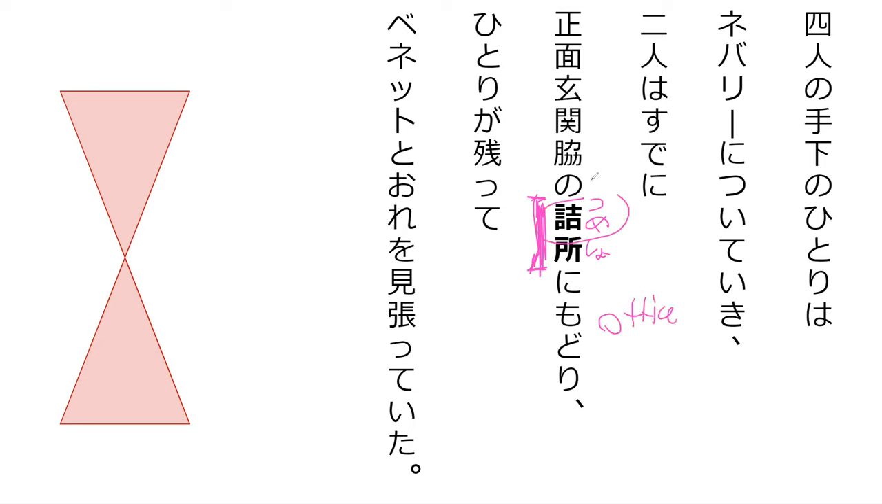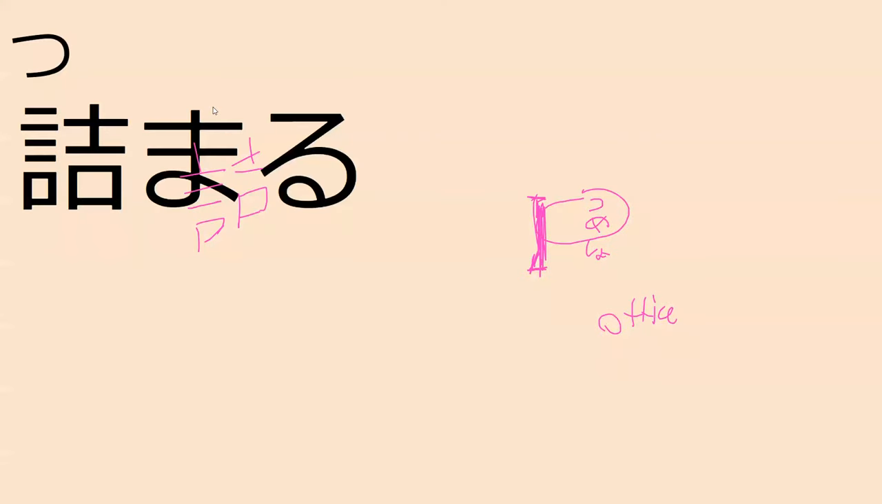And this kanji right here, tsume, this little thing right there, shows up in this verb right here, tsumaru, which is to cramp, to stuff. So tsumaru is a verb meaning to stuff, to be stuffed. So an office is like stuffed with stuff. Stuff things in there. Yep. The place where you stuff stuff.